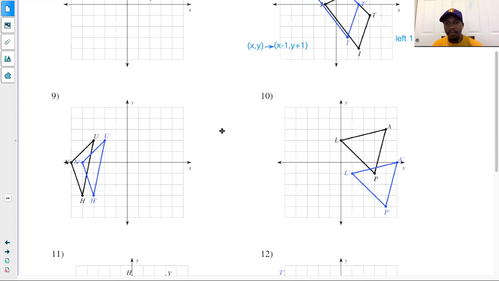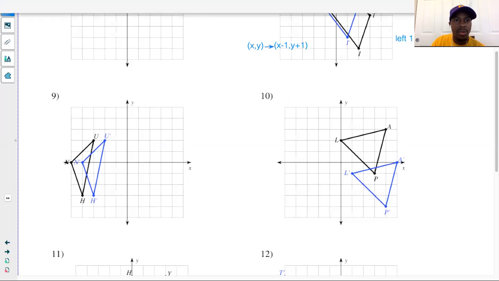Okay, when I look at number 10, I see A goes to A prime. Now pay attention. This is A. That's A prime. Do not go from A prime to A, because then you'll end up writing the wrong rule. So when I look at A, I say, okay, is it going to the left or to the right? In this case, it goes to the right. How many units does it go to the right? It goes to the right 1 unit.